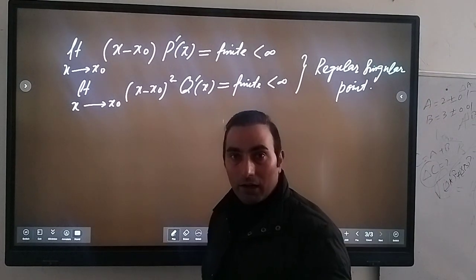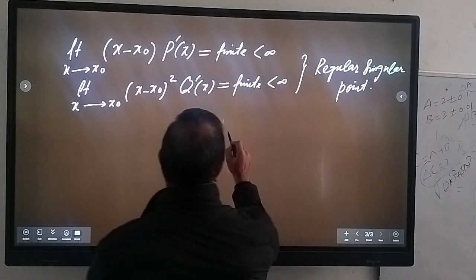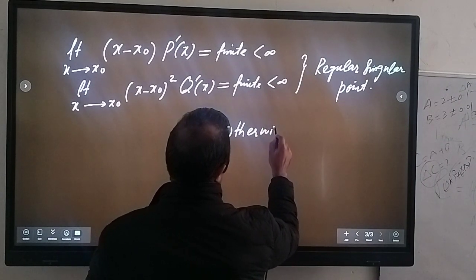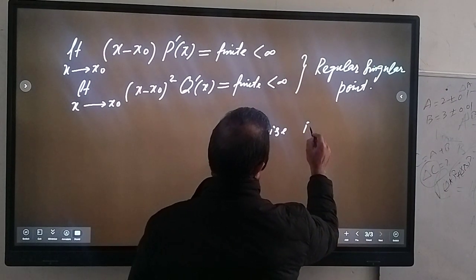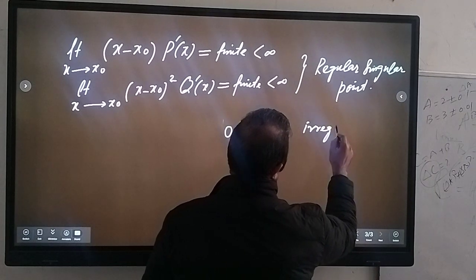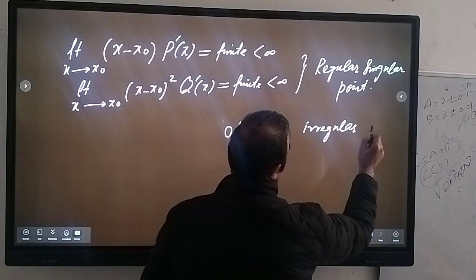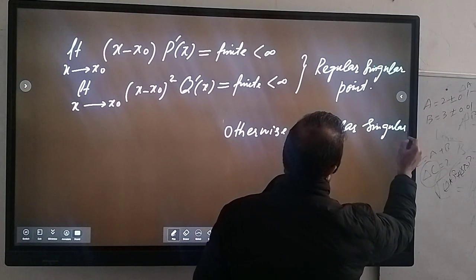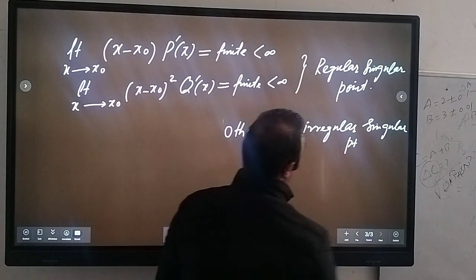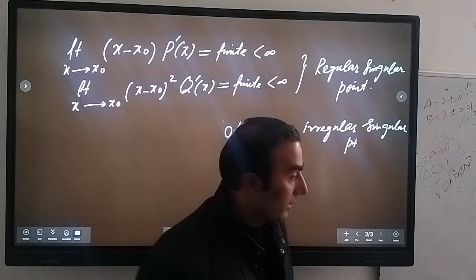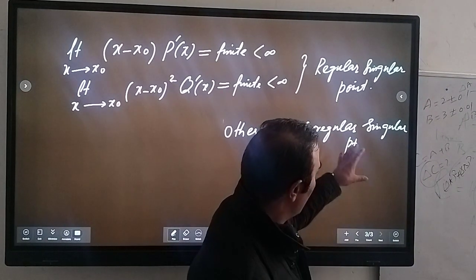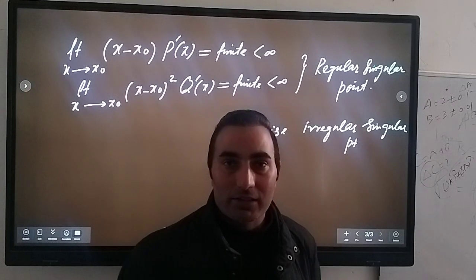Otherwise it will be irregular. There is another name for the regular singular point, which is called a non-essential singularity, and an irregular singular point is called an essential singularity, right?